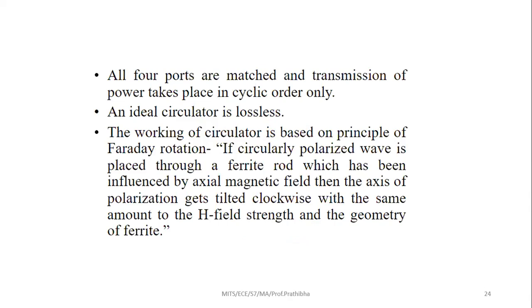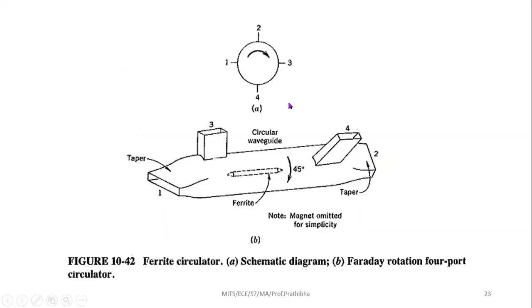So I have written here all the theory about it, that all the 4 ports are matched and transmission of the power takes place in the cyclic order only. They are lossless, and they work on the principle of what we call Faraday's rotation. So there is a ferrite rod inside. We will go to the working of it, but this is how the circulator looks inside.